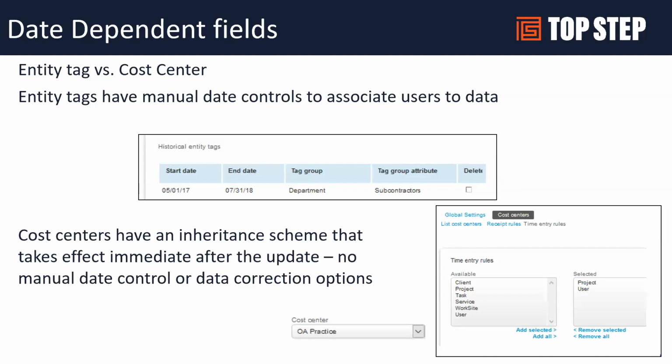So one of the common ways that people group users in OpenAir is with cost center. So I want to talk a little bit about the entity tag versus a cost center. The entity tags allow you to manually update your dates, your start and end date associated with that value. Whereas cost centers have an inheritance scheme that takes effect immediately after the update. Similar to what we were talking about previously, either they are or are not in a cost center. We can't see what cost center they were in.